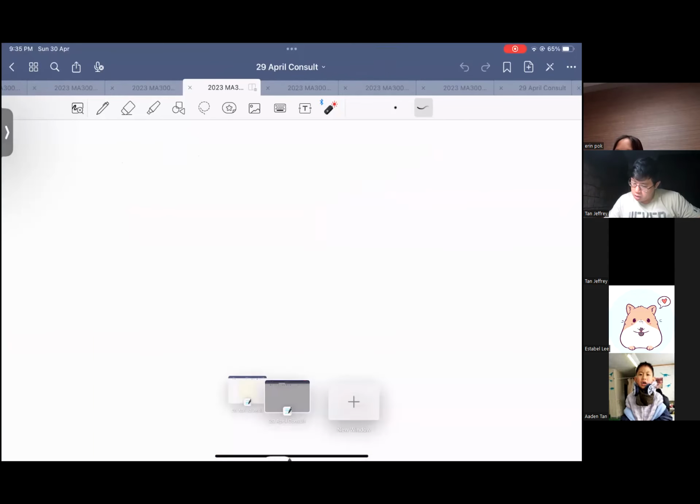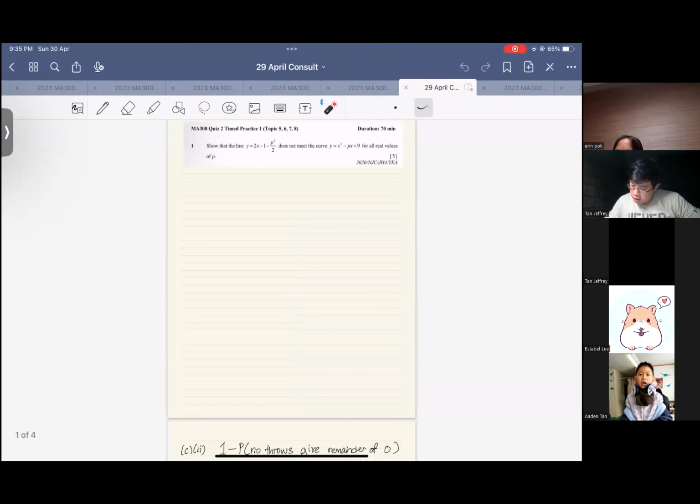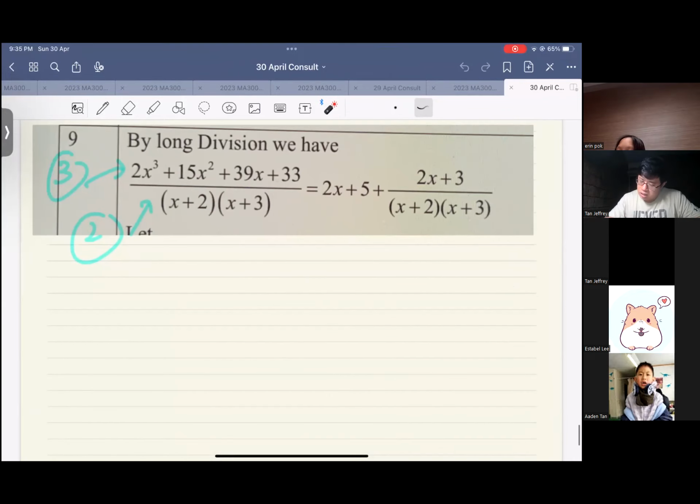So it's really not easy. Over here, how did I get the 2x plus 5? It's because I honestly did the partial fraction. This part, if I expand, is x squared plus 5x plus 6. It's a lot of dirty work. Okay, so this is question 9.